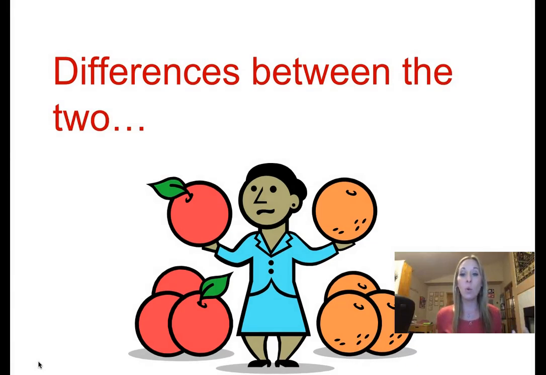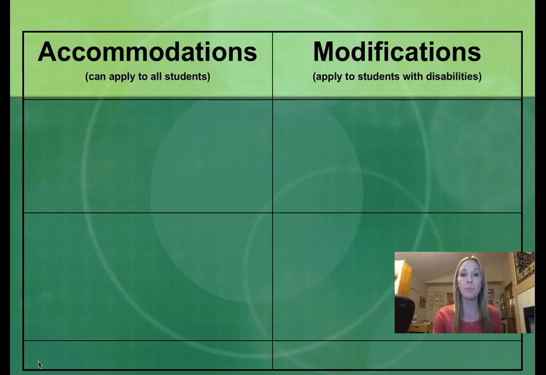So now, really, what's the difference between the two? Apples and oranges, and it might seem really clear cut right now, but sometimes when it comes to looking through different examples, we have a hard time identifying the difference between an accommodation and a modification. So I'm going to break it down a little bit more for you.